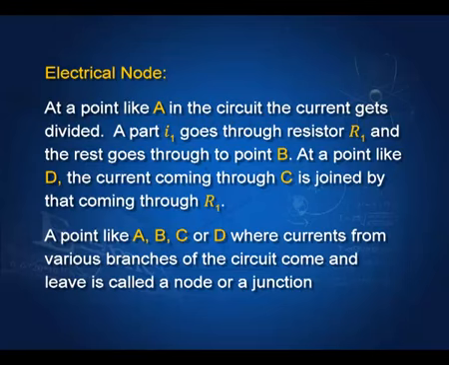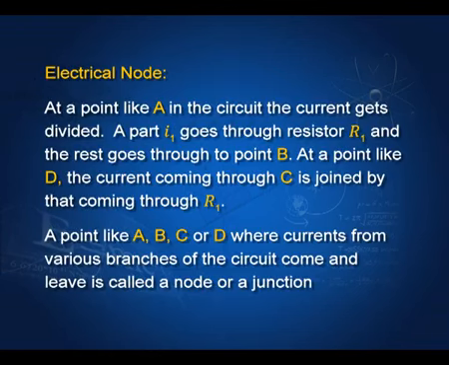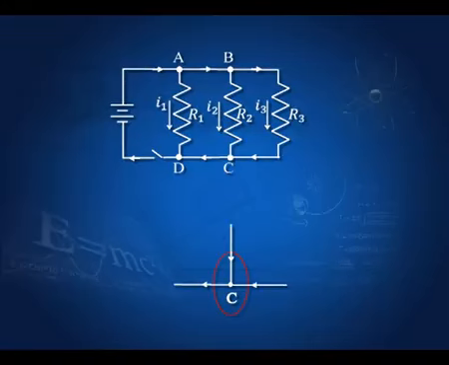Before we look at these laws, let us look at a few definitions. Let us take this circuit. At the point A, the current gets divided, part of it goes beyond A to B and part of it goes to D. At B again the same thing happens, part of the current coming to B goes to C and part goes further. A point at which division of current takes place, some currents come, some currents go, that is called a node or a junction.